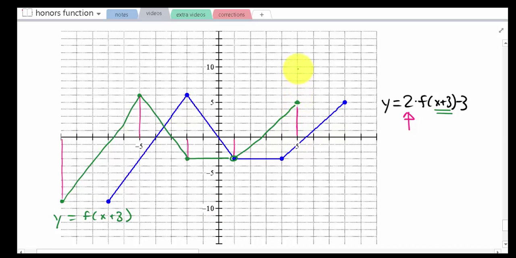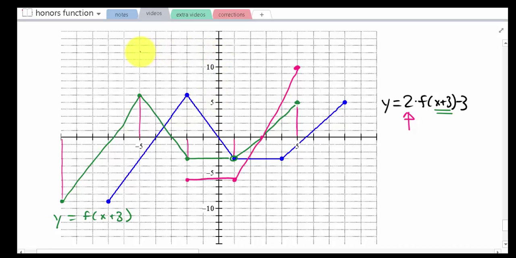So 5 goes to 10, and you see I don't move my x. It's still x equals 5. Negative 3 goes to negative 6. Negative 3 goes to negative 6. So you see, it's a stretch. And this one right here, I'm going to take this one. It's 0, right? So it doesn't move, so I have to go through this point right here. I don't like the word stretch. I use the word dilation. Okay, this is a more precise word in math, dilation.